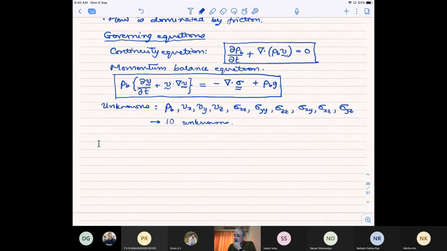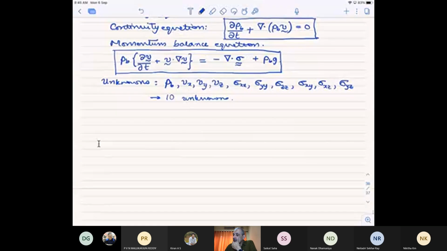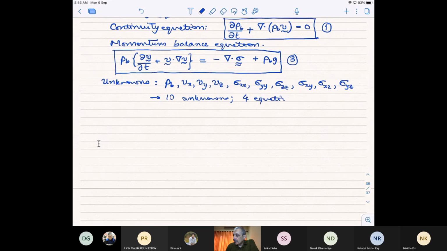For a 3D system. And how many equations? If you see this, the continuity equation is just 1, and here there are 3, because it's a vector equation, so there are 3 components, so there are 4 equations. So you can clearly see we need several more equations if we want to solve this. Supposing we look at a 2D system. So this is the unknowns for a 3-dimensional system. What are the number of unknowns for a 2-dimensional system?